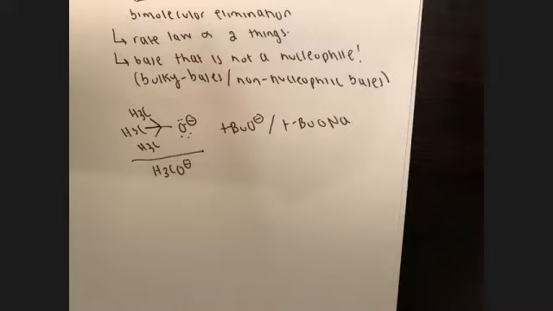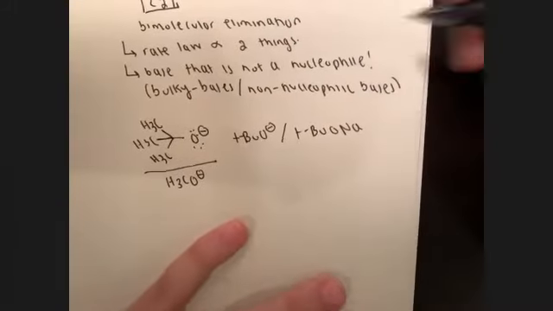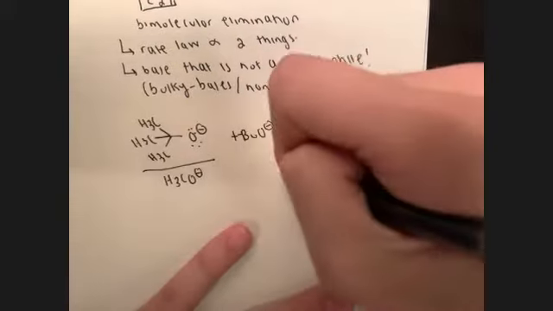Another example would be LDA. Tert-butoxide is the most common one in Orgo 1, but the other one is LDA. It stands for, I think, lithium diisopropyl amide, something like that. LDA is the other one.